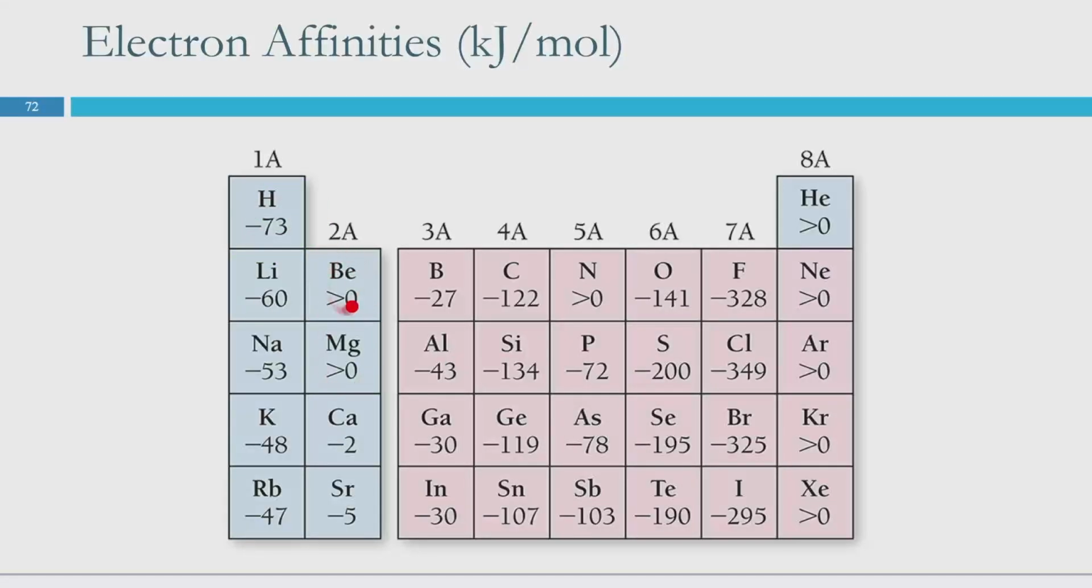So for our beryllium and magnesium, it's greater than 0. You have to actually put energy in to add an electron in. And we also have positive values for all of our noble gases because we're adding a whole other shell of electrons on top. So you have to put in energy to make that happen. Nitrogen also has a positive value because you have to pair up an electron.